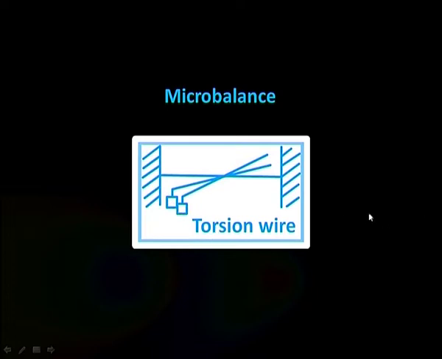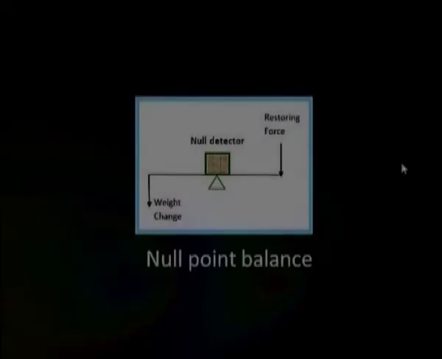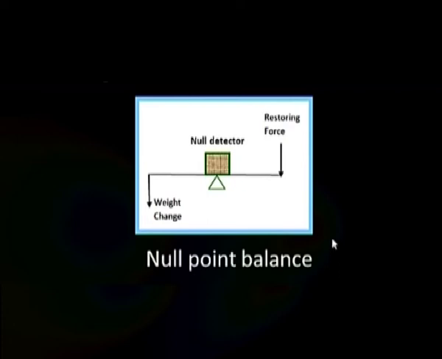Null point balances consist of a sensor which detects the deviation from the null point and restores the balance to its null point by means of a restoring force. So, this is an example. Here you can see the restoring force keeps the balance in the straight or horizontal form.